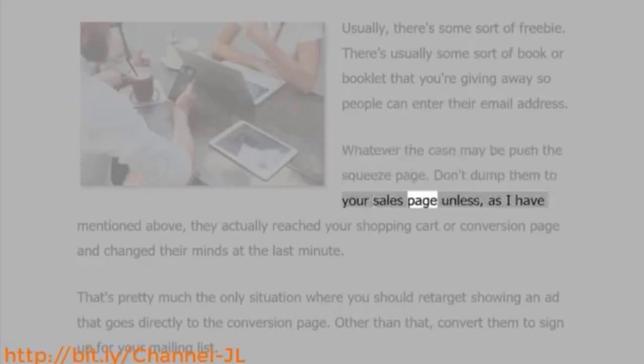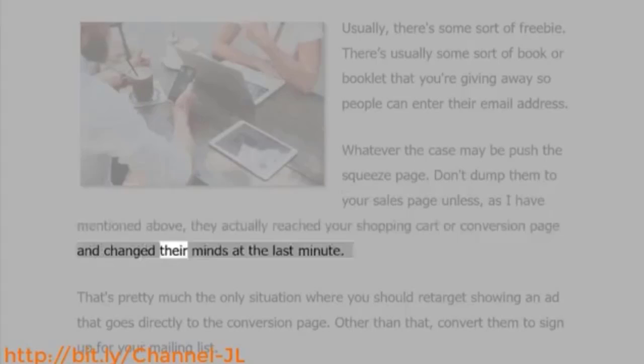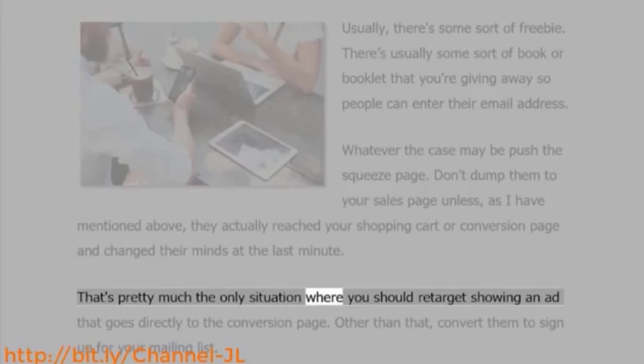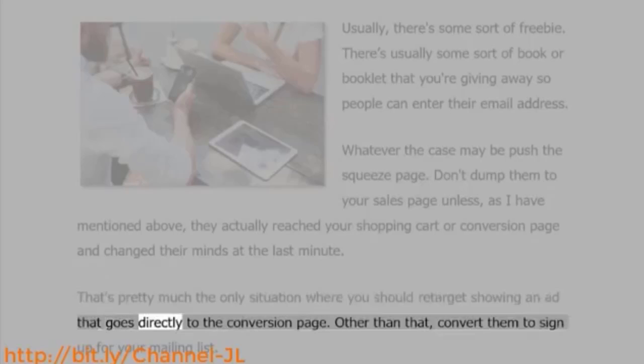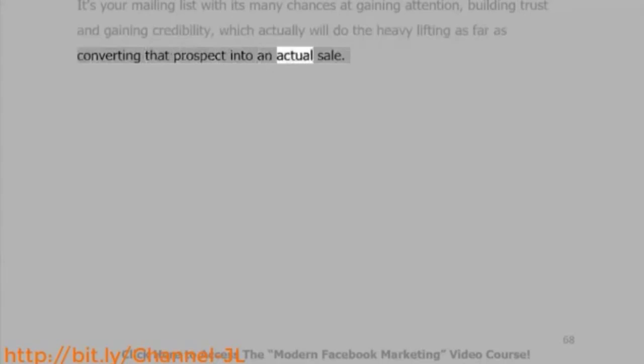Don't dump them to your sales page unless, as I have mentioned above, they actually reached your shopping cart or conversion page and changed their minds at the last minute. That's pretty much the only situation where you should retarget showing an ad that goes directly to the conversion page. Other than that, convert them to sign up for your mailing list. It's your mailing list, with its many chances at gaining attention, building trust, and gaining credibility, which actually will do the heavy lifting as far as converting that prospect into an actual sale.